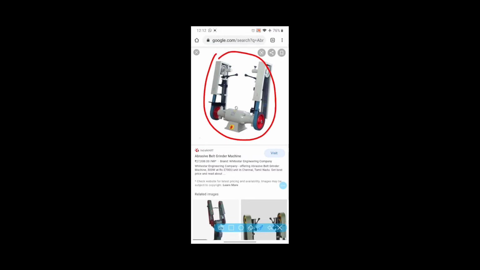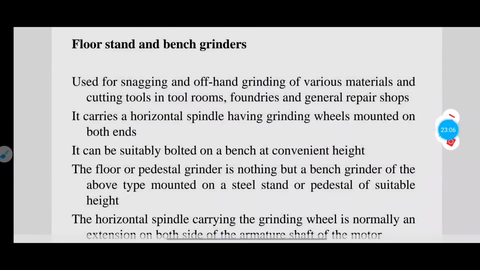So this is the abrasive belt grinder. You could see the belts are here, right? The belts are here. This is how the process will go. Basically this is the abrasive belt grinder. From this I think you would have got an idea of how the grinding machines look, so I make sure that it will be very helpful for you guys.